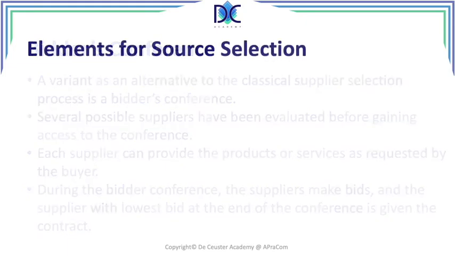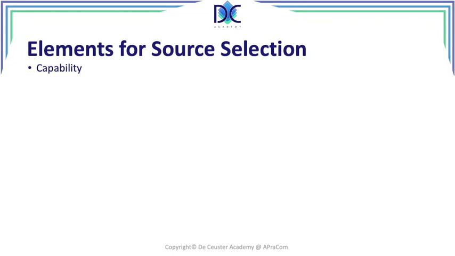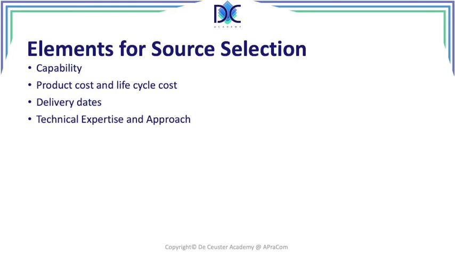Now, when we look at source selection or supplier selection, we have to look into different parameters. What are the capabilities of the company you're talking with? The product cost and life cycle cost: very important to see what is the initial cost, but also we are looking more and more at the life cycle cost. Delivery dates: what are the possibilities for deliveries? Very important because it has to fit into your project plan.